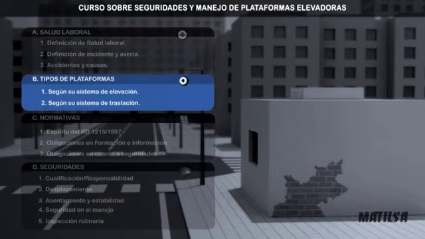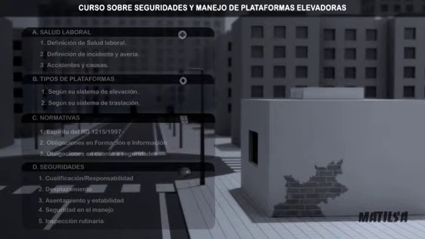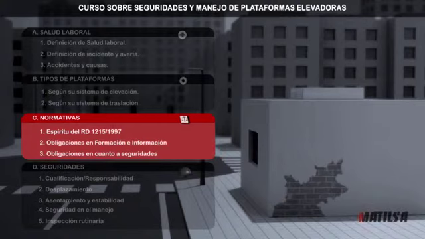Part B, Types of Platforms. We will review the different types of platforms that are on the market, separating them according to their different systems of raising and transporting, and what their most common applications are. Part C, Regulations. It is important to know the current regulations regarding training and safety, and how these are transferred to the platforms in respect of their different safety mechanisms.